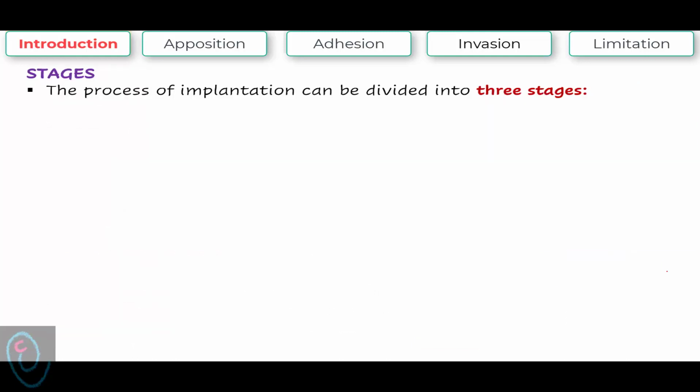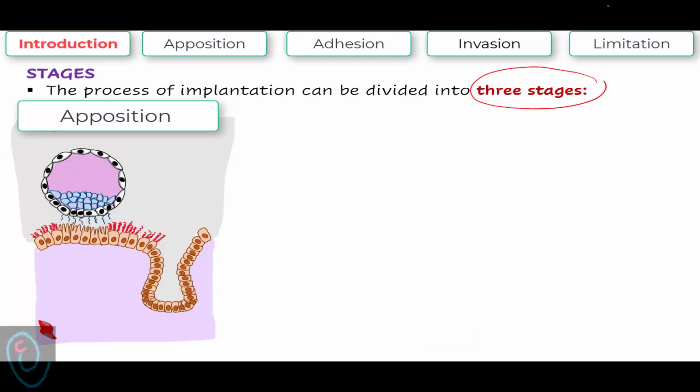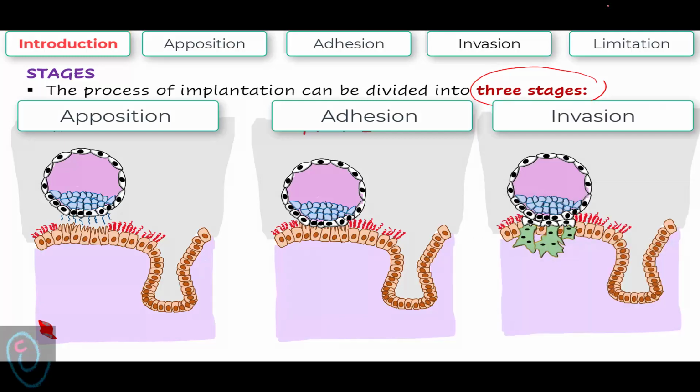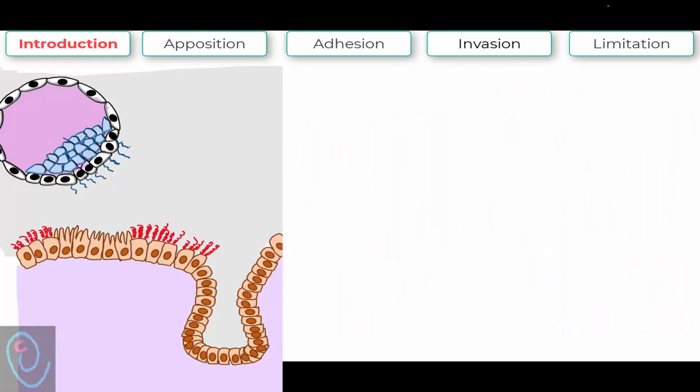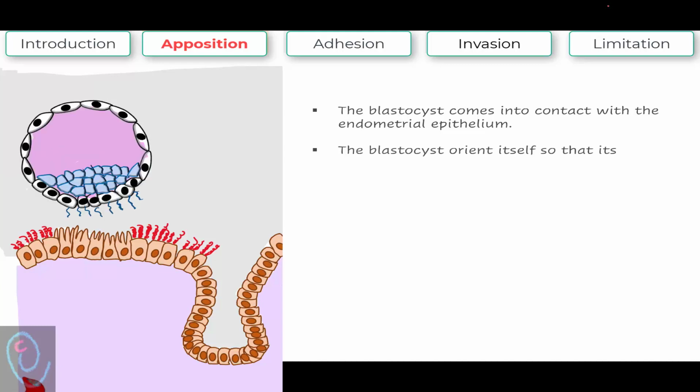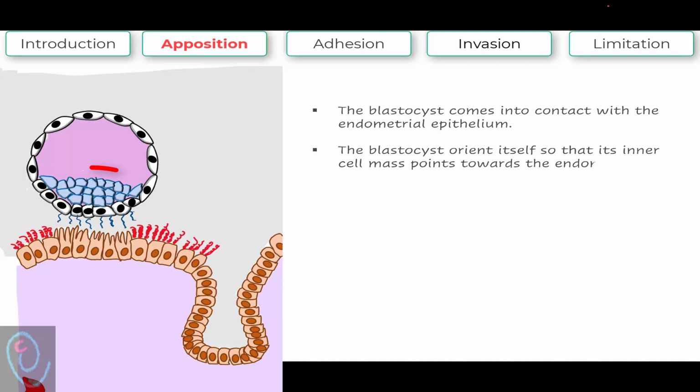The process of implantation can be divided into 3 stages: apposition, adhesion, and invasion. Starting with apposition, the blastocyst comes into contact with the endometrial epithelium. The blastocyst orients itself so the inner cell mass will point towards the endometrium.